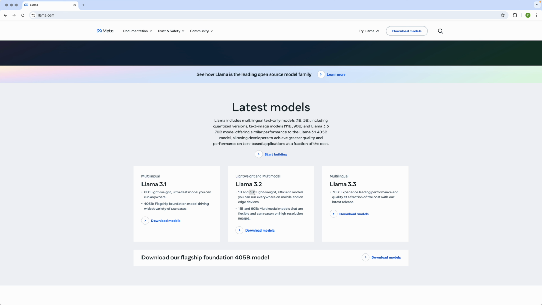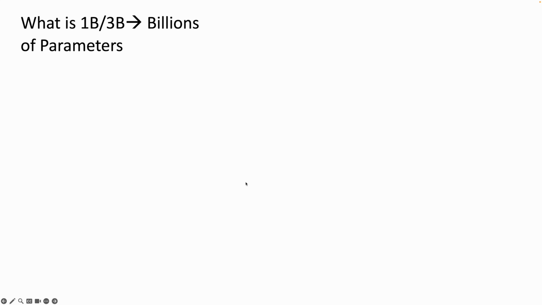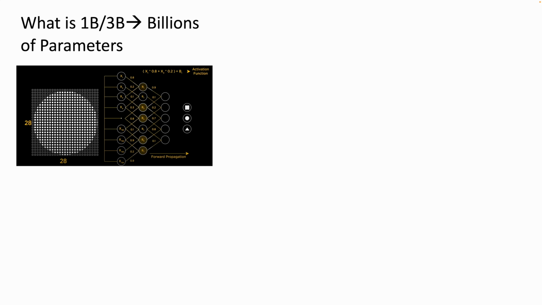So if you read about it, it says 8B lightweight, but 405B flagship model, driving the widest variety of use cases, right? Obviously you can see this is a small number and this is a big number. So what does this B stand for? What if I tell you that this B stands for billions of parameters, right? Billions. Now the question might come, but what are these parameters, right?